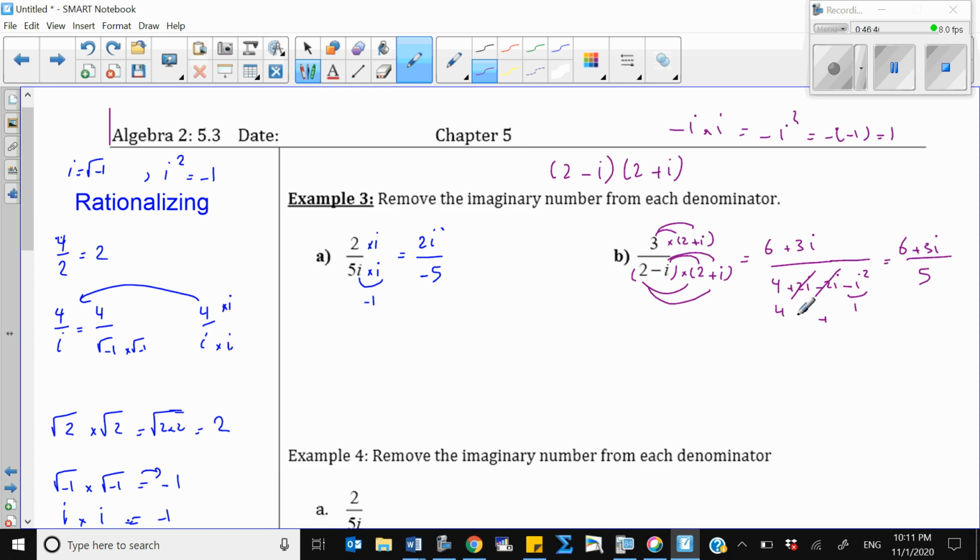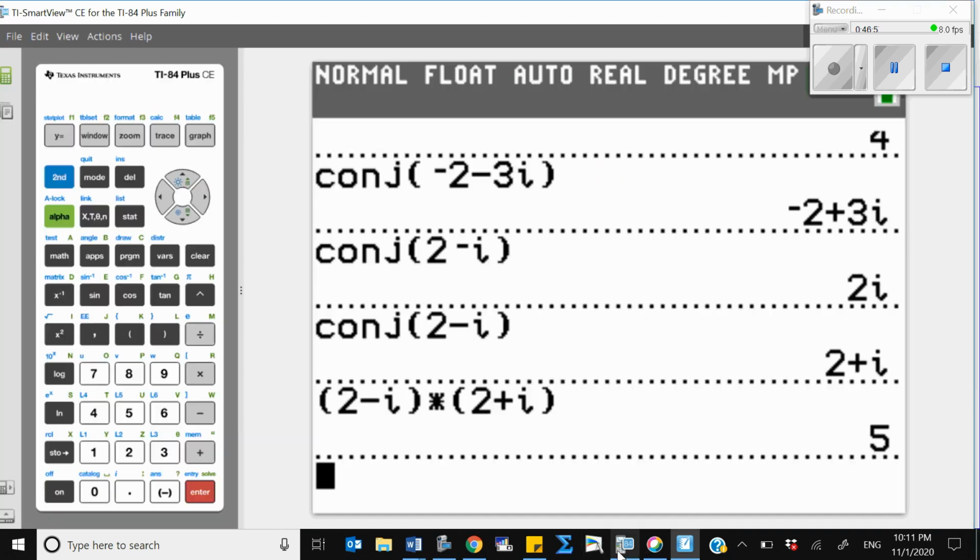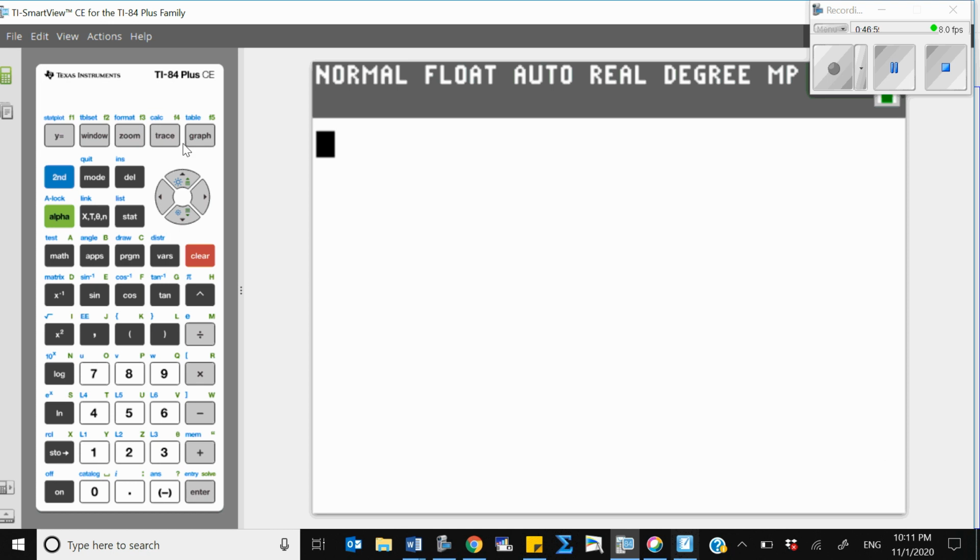You can also use your calculator to find both the conjugate and also to multiply the number by the conjugate. Okay, so let me show you how you use your calculator for that. First of all, let's say I have 2 minus i as a complex number. How do I show that on my calculator? I'm just going to write 2 minus, how do I find the i? Here you see the point for decimal. You go second, and this point gives you the i. So 2 minus i. This is a complex number.